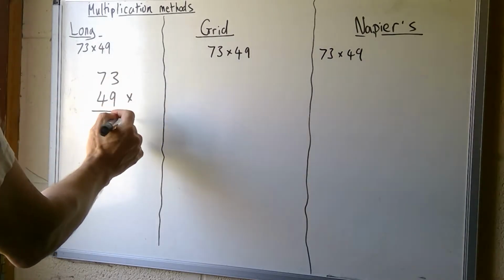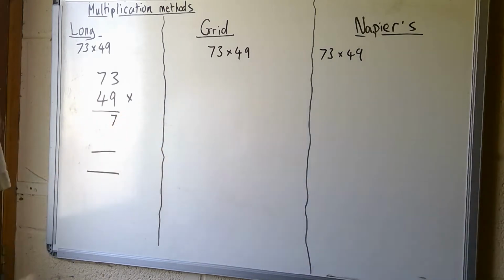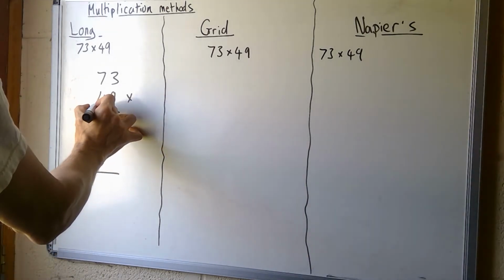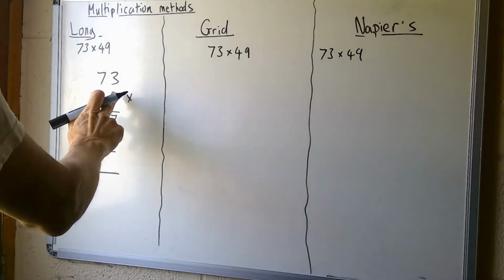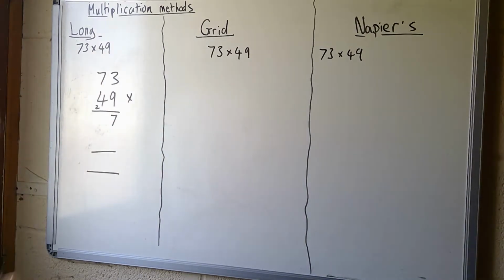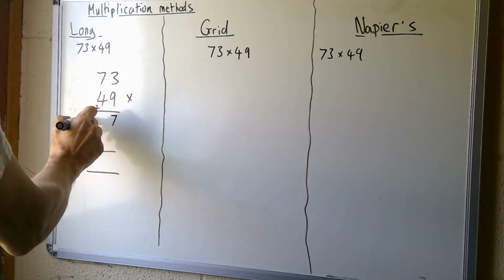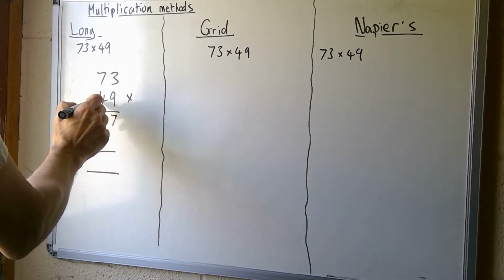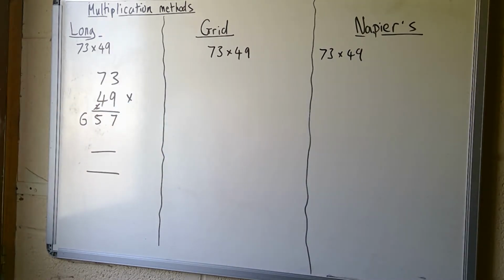9 times 3 is 27. So I'm going to put the 7 units there, carry across the 2. 9 times 7 is 63. Add on the 2. That gives me 65. I'm going to cross this one out now, otherwise I'm in danger of using it again when I shouldn't.